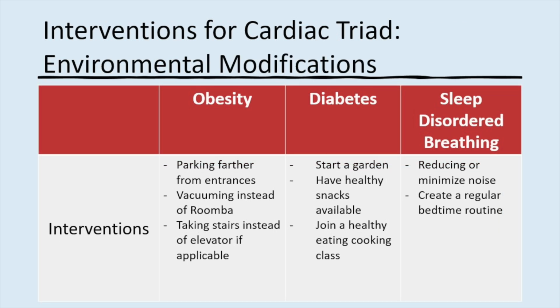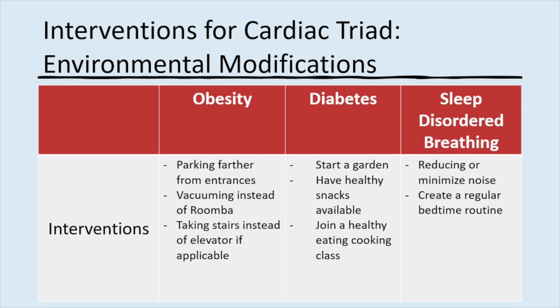Next up is environmental modifications. With obesity, there are a lot of different ways a person can make healthier choices. Examples of this are to park further away from entrances, such as like if you're getting groceries at Walmart, to park farther away in the parking lot, to actually vacuum our house instead of letting our Roomba do it. And lastly, taking the stairs instead of an elevator if you're at work or basically anywhere else, if that option's available. As OTs, we can create a supportive home environment that encourages functional activity.